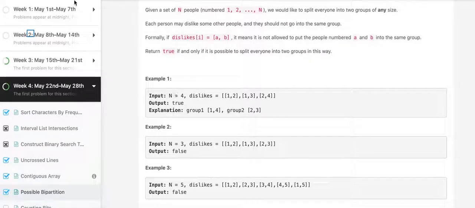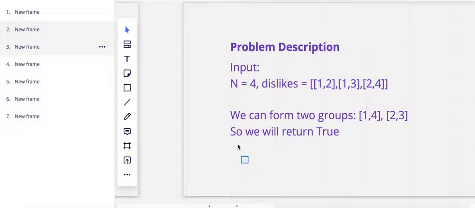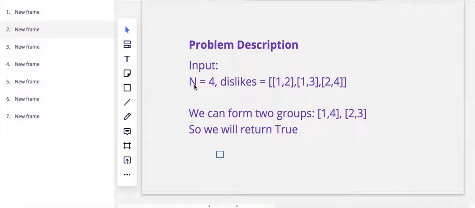So suppose we have n equals to 4, like we are having 4 people, and we have a dislike group, like 1 dislikes 2, so 1 and 2 cannot be together, 1 and 3 cannot be together, and 2 and 4 cannot be together. So we can form two groups, like 1 and 4, because there is nothing given like 1 does not like 4, and 2 and 3. So we will return true.